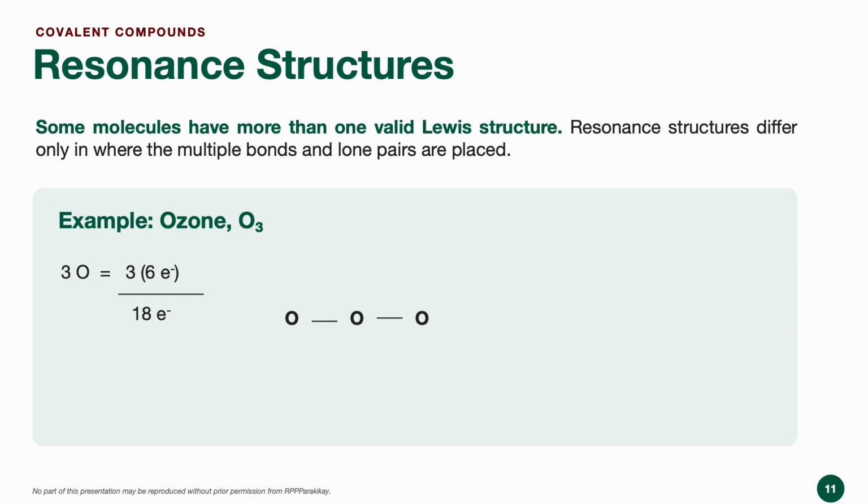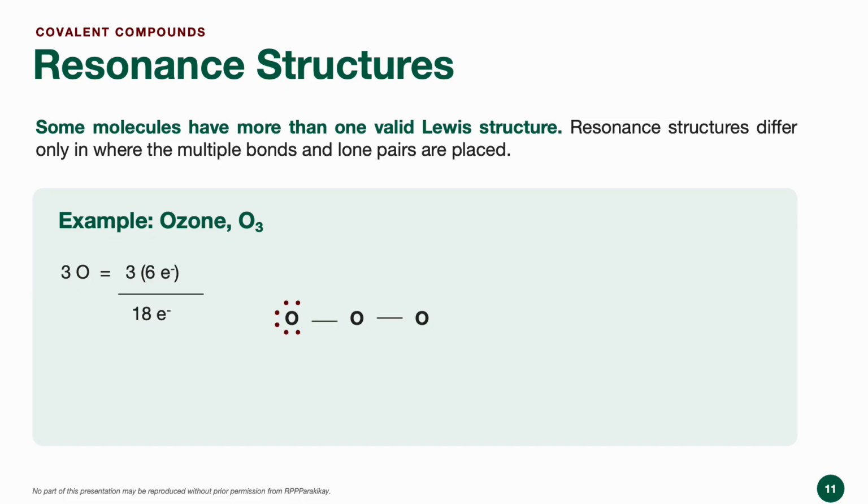So 2 times 2, we have 4 electrons consumed, and electrons remaining to be distributed will be 14 electrons. Next step, let's add lone pairs to the terminal atoms first and then the central atom. Each terminal atom already has 2 electrons from its bond, so it needs 6 more electrons, or let's place 3 lone pairs to complete its octet.